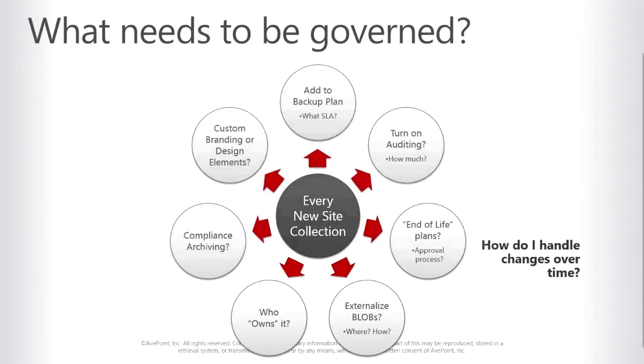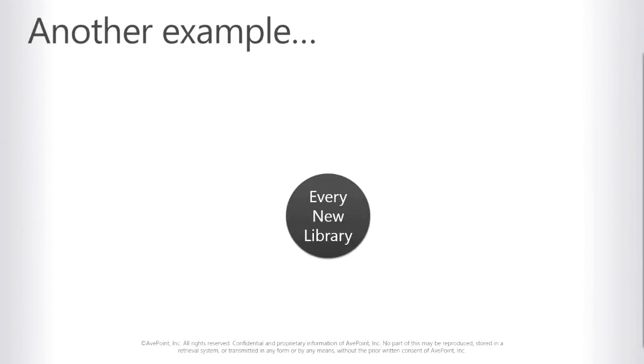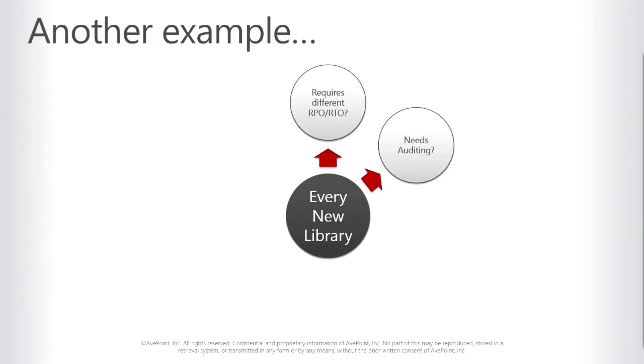So here, let's look at a library. Library provisioning is generally left up to the site owner, or maybe an editor of the site. But does this library require different data protection than maybe another library? Is this Christmas photos or is this financial reports? Do we need auditing for this that's different from the container that it's in? Are there specific content types that we want to use for this type of data? How are we going to communicate that to the end user?